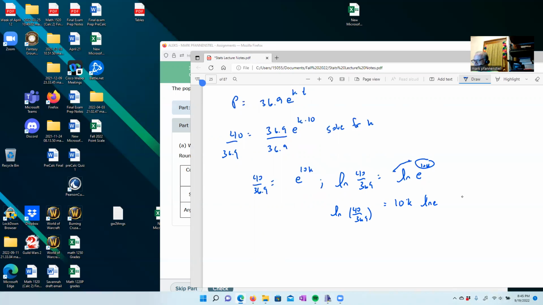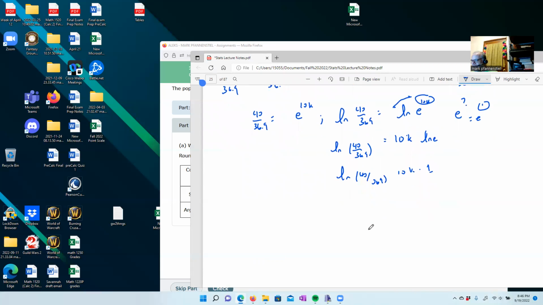Natural log of e, what this is asking us is, well, we have log base e of e. What is this equal to? The way we do this, we say e raised to what power is equal to e? e raised to the first power would be e. So the natural log of e is just 1, okay? So we have 10k times 1 is equal to the natural log of 40 over 36.9. And then we go ahead and solve for k. k is going to be 1/10 times the natural log of 40 over 36.9.